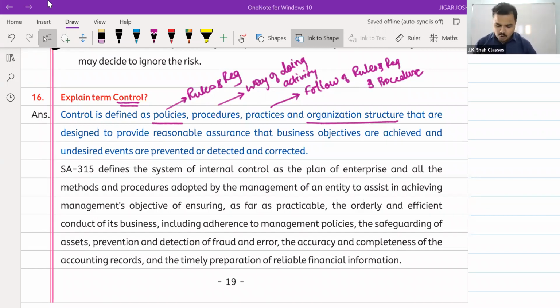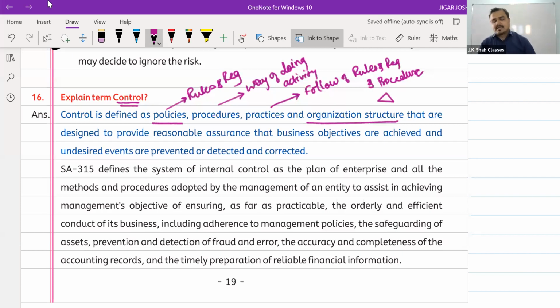Now please concentrate. Controls: what do you mean by controls? In each and every organization, people, risk definitely exists. In order to reduce the impact of risk, we need to implement certain controls. So what do you mean by controls? Sir, controls refer to policy, procedure, practices, or even organizational structure. Organizational structure means top level, middle level, lower level. All these things are required to be set properly. Say yes or no? Yes, sir.